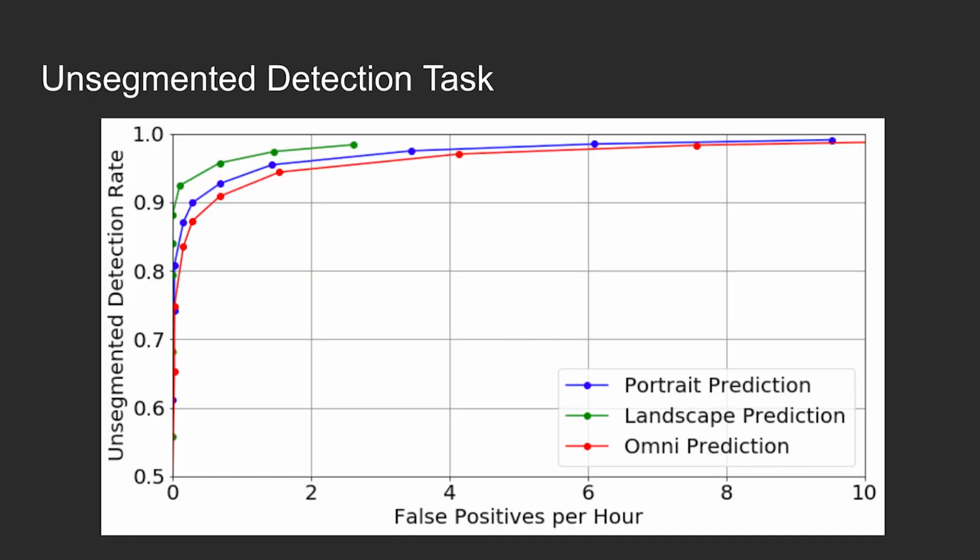Furthermore, we evaluated RadarNet in an unsegmented detection task. In this task, recordings in the test set were used without segmentation. The model made predictions for every frame using the continuous data as input. The graph shows that the detection rates are higher than 0.9, while false positives per hour values are lower than 1, indicating robust gesture detections in the practical setting.